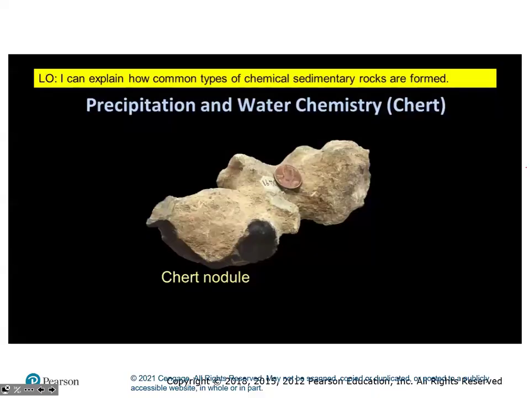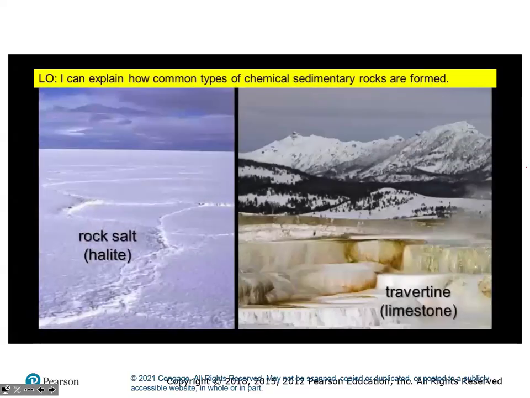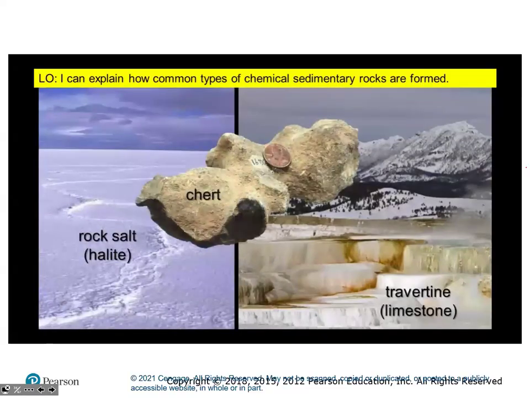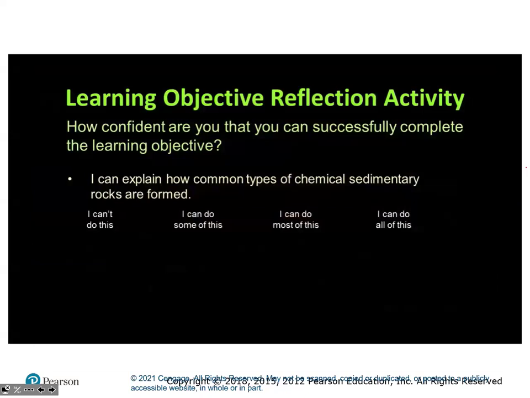Elsewhere, silica-rich groundwater may replace limestone to form irregular chert nodules, or produce chert when it precipitates in buried trees to form petrified wood. So to summarize, chemical sedimentary rocks are typically formed as a result of evaporation or precipitation from mineral-rich waters. Finally, how confident are you that you can successfully meet the learning objective for this lesson?